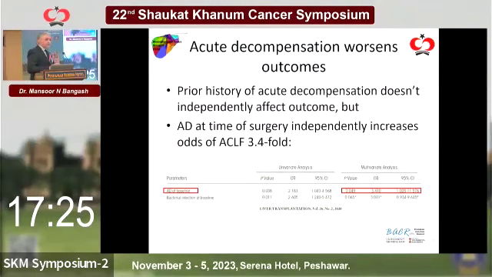But our patient, of course, we knew he had cirrhosis, we knew he was having abdominal surgery. The question is, what difference does acute decompensation make? Well, if your patient has had previous bouts of acute decompensation, but presents to you in a compensated state, it doesn't matter about their history. But it turns out that if they present to you with an acute decompensation, their risk of a poor outcome goes up by 3.5-fold.